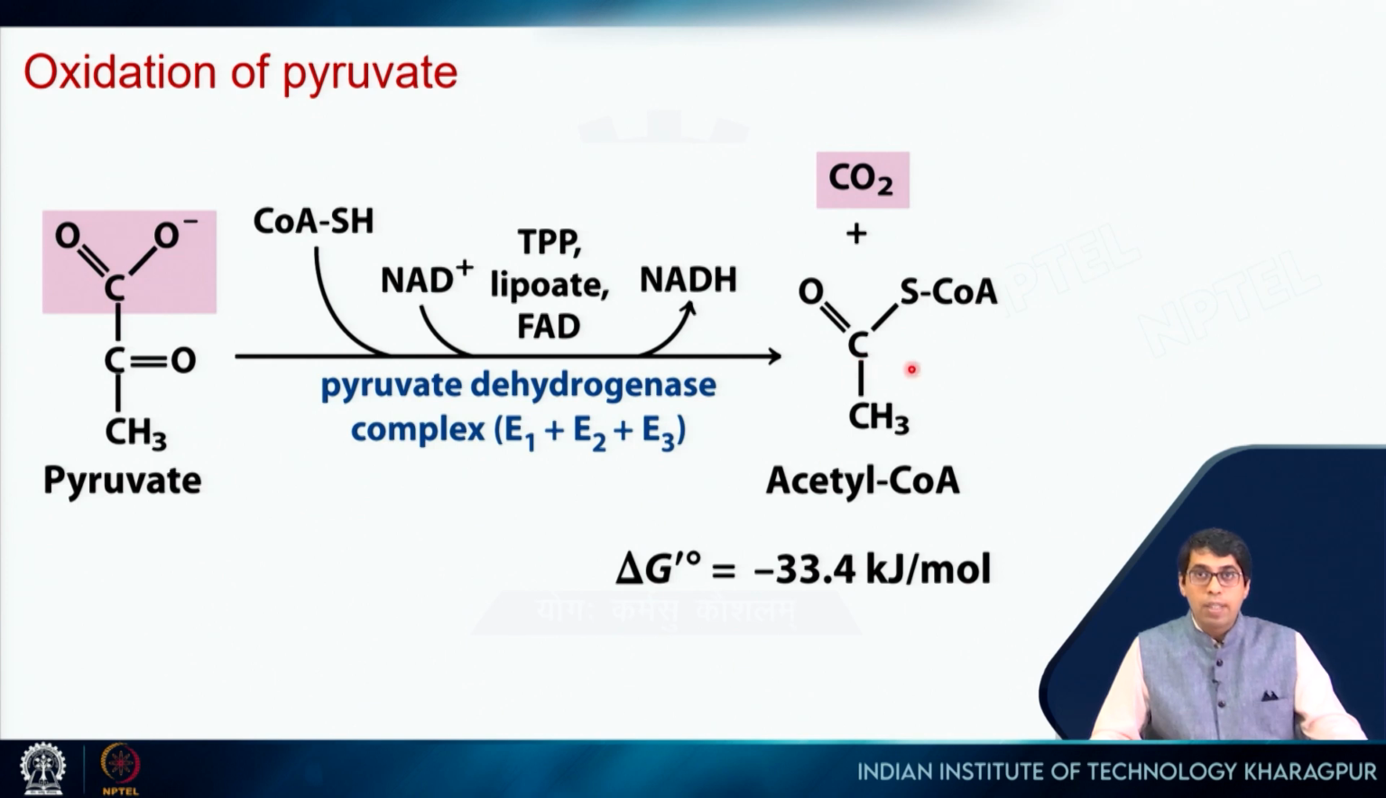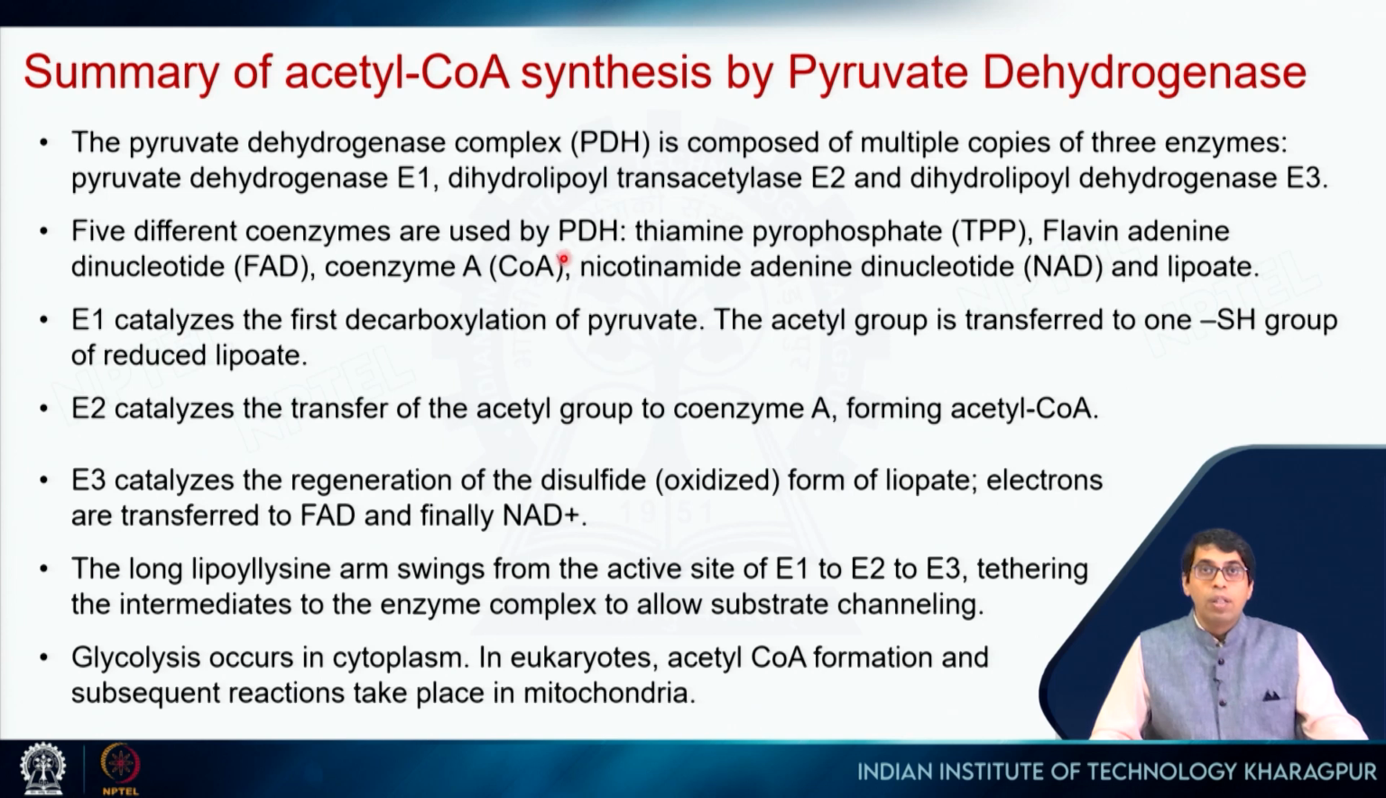So, we get acetyl coenzyme A, we get carbon dioxide and we get NADH. Release of carbon dioxide drives this reaction forward. So, this is the summary of the acetyl coenzyme A synthesis by pyruvate dehydrogenase. Pyruvate dehydrogenase complex, in short we will refer to it as PDH.